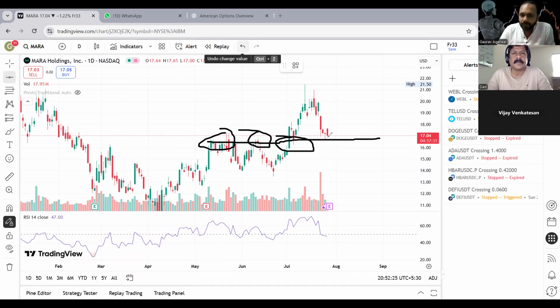Because of that, we can take a chance if you want. If you still want to wait, you can wait for a green candle. But since there was a support, like one, two, three, right? So it is good that if you want, you can still take a chance with the stop loss in this area.